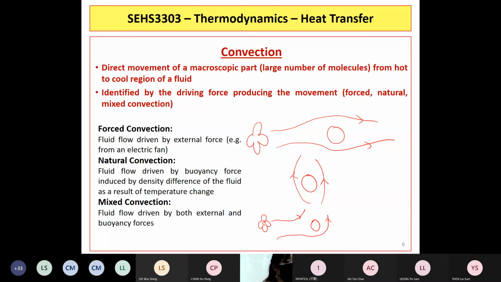The effect of the external force and the buoyancy force are comparable. That is a mixed convection.